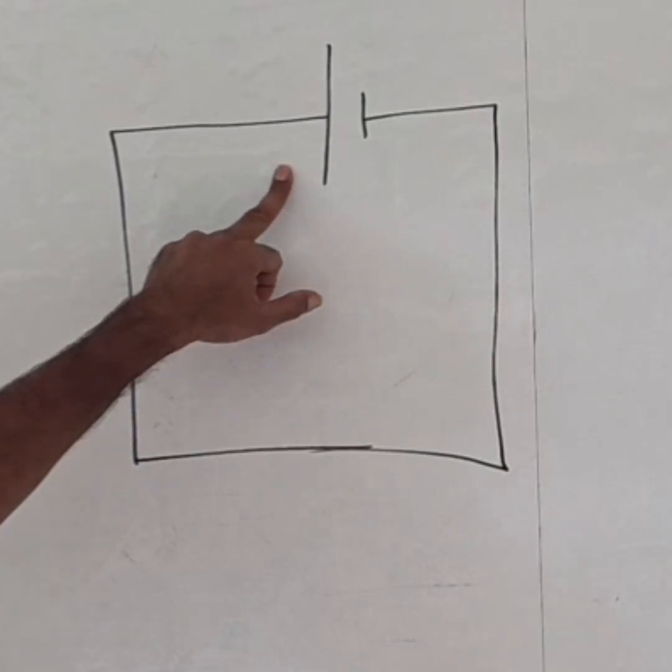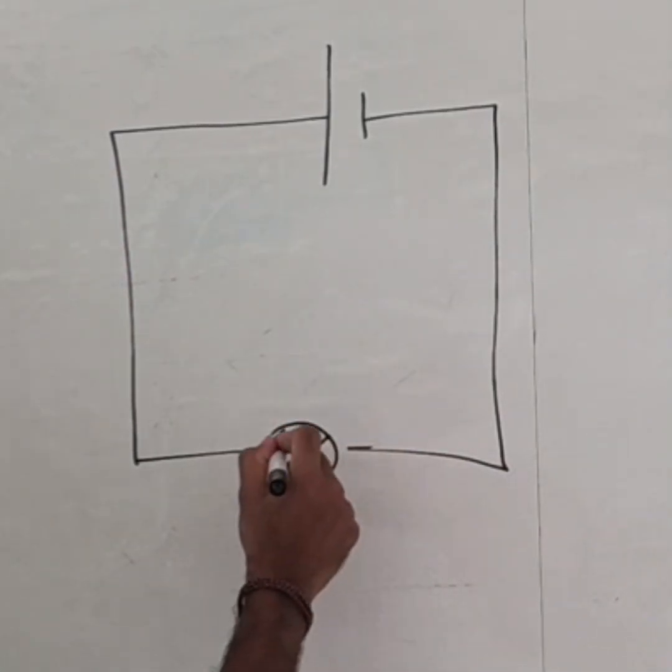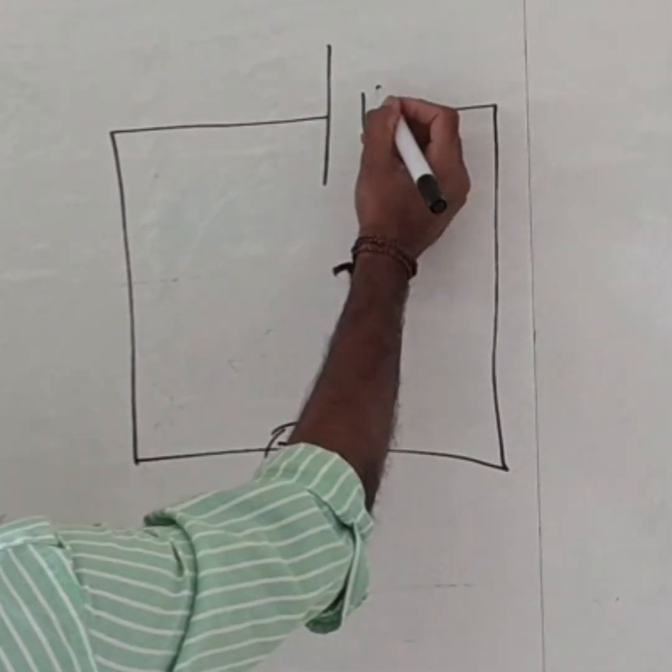This is a battery. These are connecting wires. We have a bulb here. If you consider a battery, this is a negative terminal. This is a positive terminal.